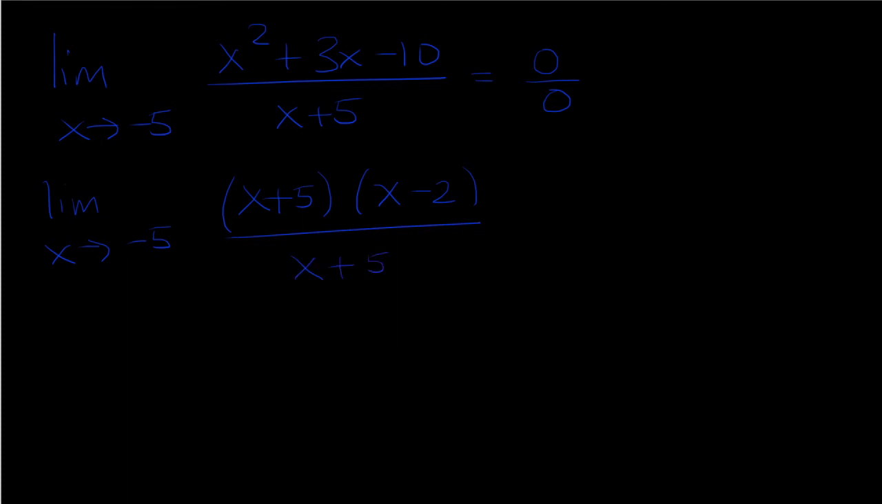I have both an x plus 5 at the top and x plus 5 on the bottom. So now I'm left with x minus 2. So if I plug in negative 5 for x, my limit becomes negative 7.